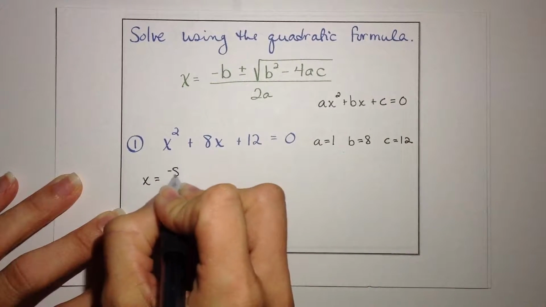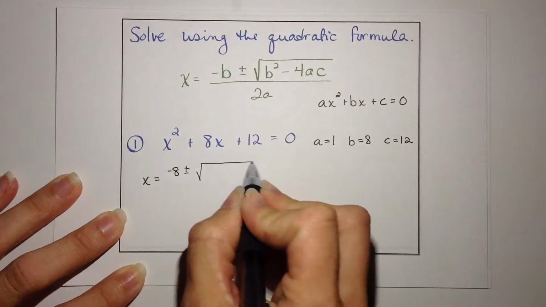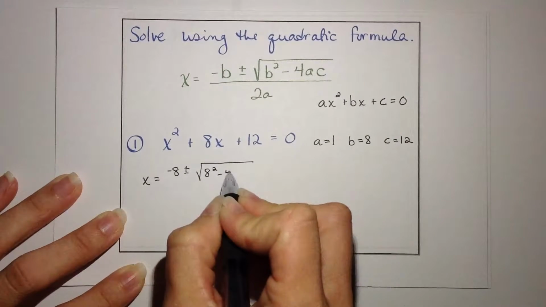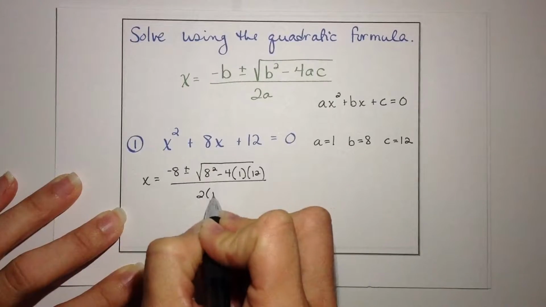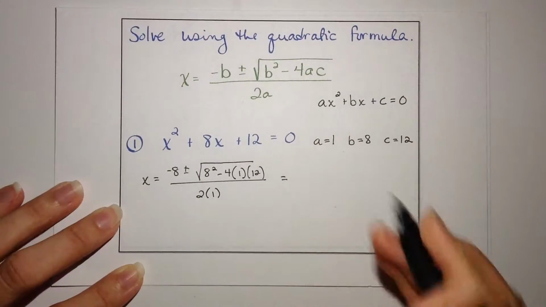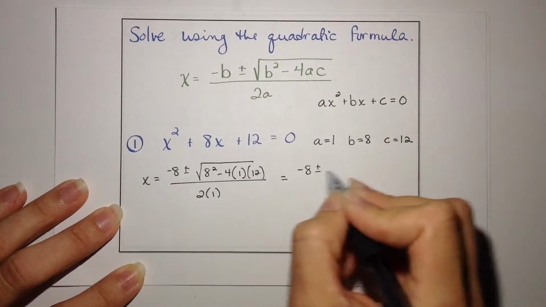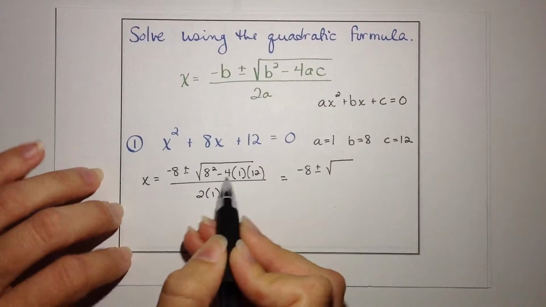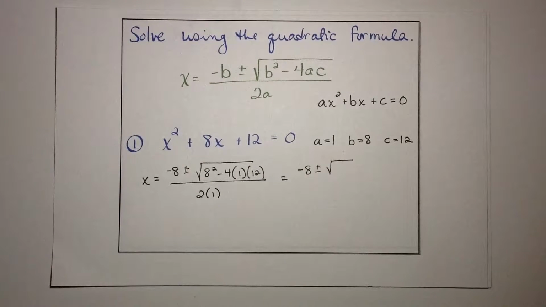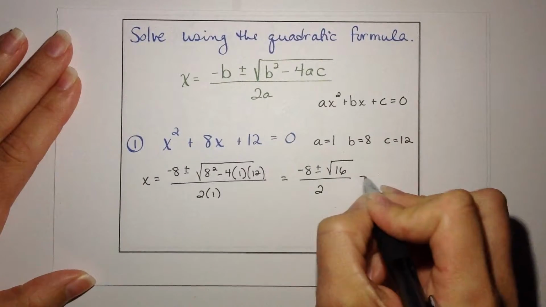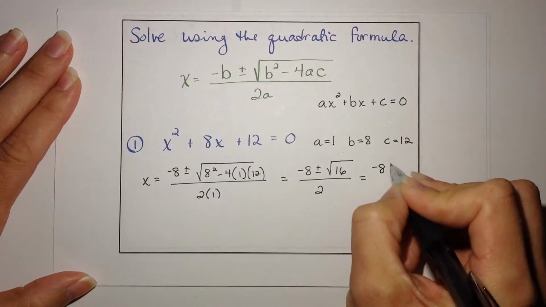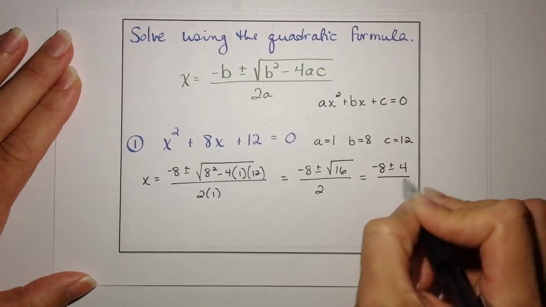So I would have negative 8 plus or minus the square root of 8 squared minus 4 times 1 times 12, all divided by 2 times 1. Okay, just use your calculator to assist you with the value that you would have here underneath your radical, and that's going to end up being 16. Of course, 2 times 1 is 2. Now you can take the square root of 16. Of course, that's a perfect square, which is just going to give us 4.